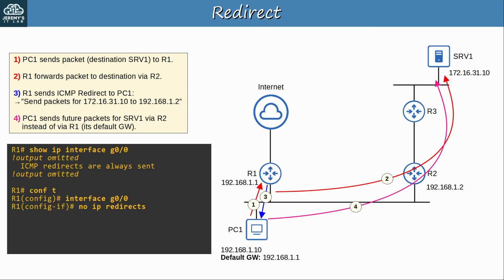If you want to disable it, the command is no ip redirects on the interface. And now it says ICMP redirects are never sent. In this case, R1 would not send a redirect message to PC1. So when PC1 sends packets to server 1, it will continue to send them via R1, instead of sending them directly to R2.